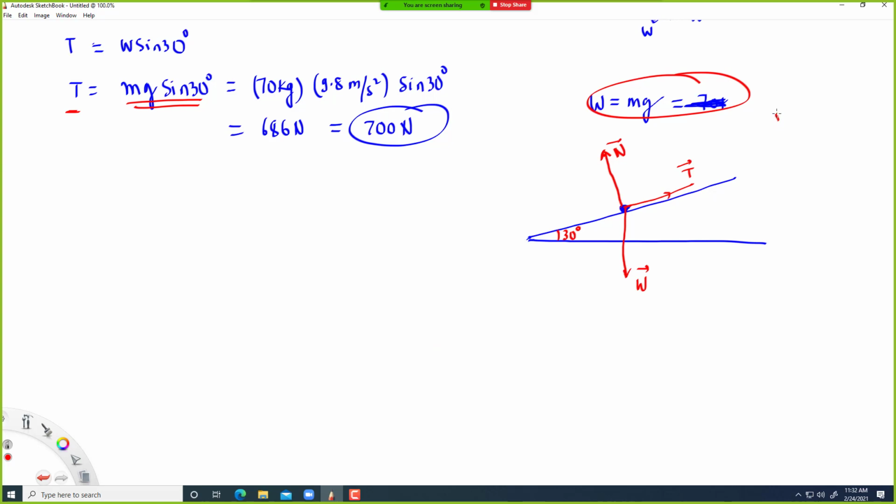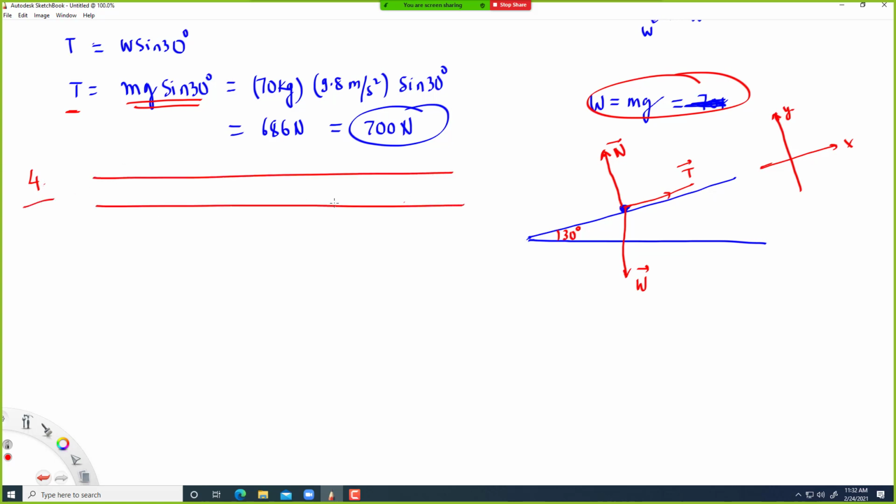And then you define the coordinate system, x along the surface and y perpendicular to the surface. And then once you have that, write all the x and y forces. Normal force in the y direction, tension in the x direction, and weight has both x and y components.